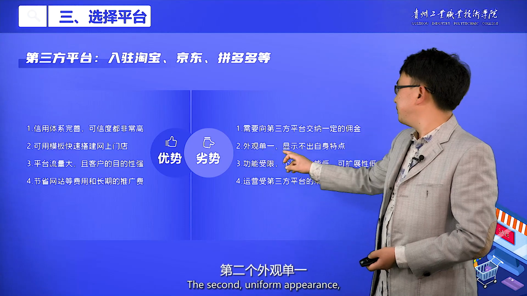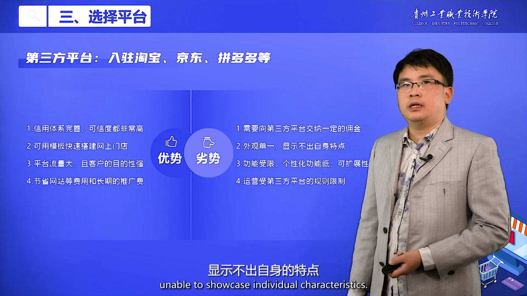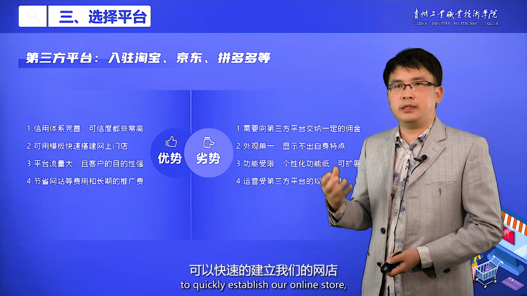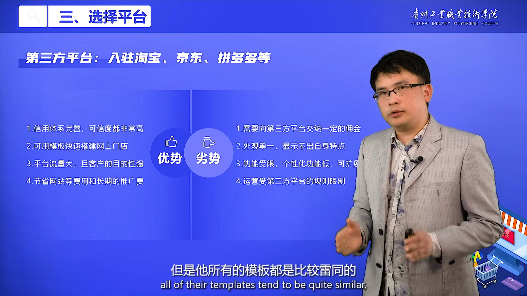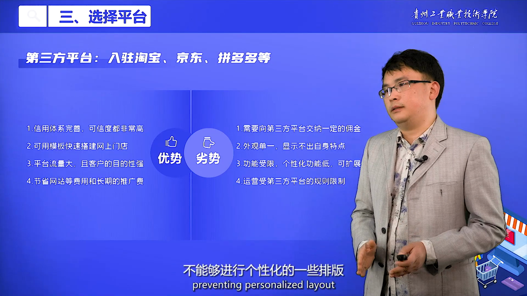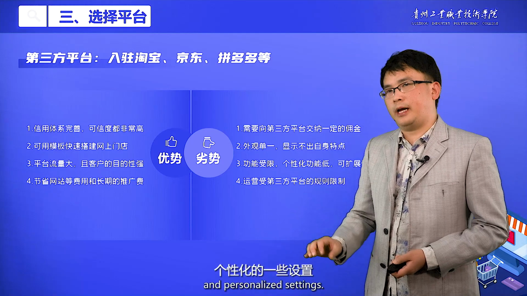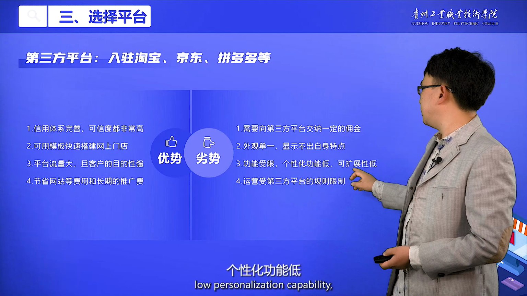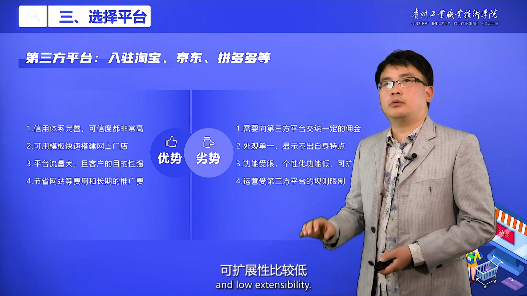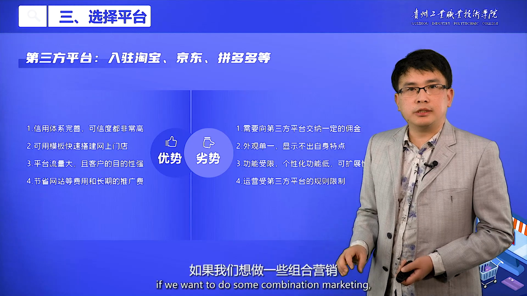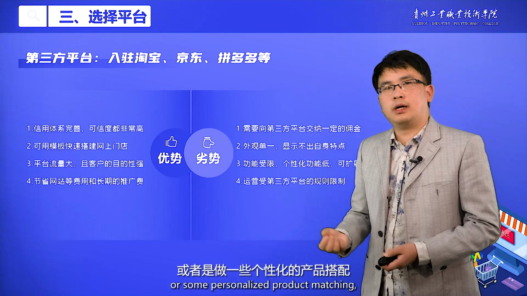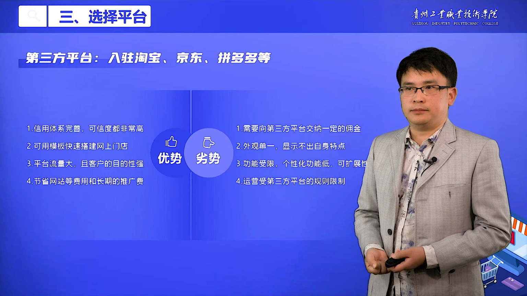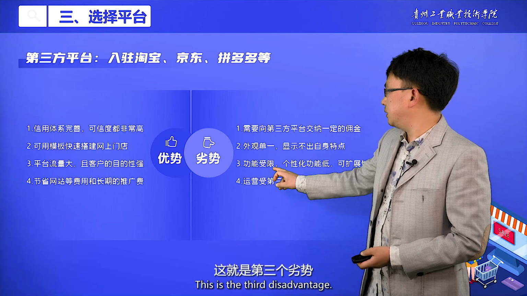The second, uniform appearance. Unable to showcase individual characteristics. That is to say, although we can use their platform's template to quickly establish our online store, all of their templates tend to be quite similar, preventing personalized layout and personalized settings. This is the second disadvantage. The third, limited functionality, low personalization capability, and low extensibility. That is to say, if we want to do some combination marketing, or some personalized product matching, or push based on customer habits, or specific characteristics, then it can't be done. This is the third disadvantage.